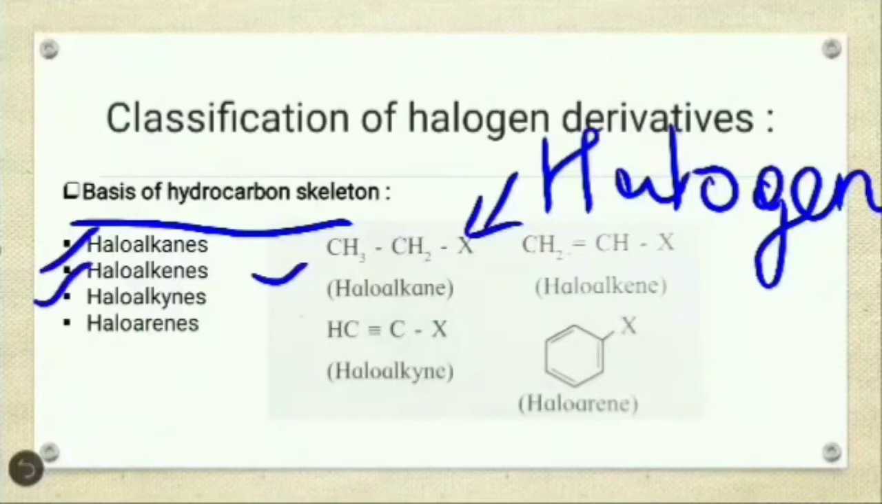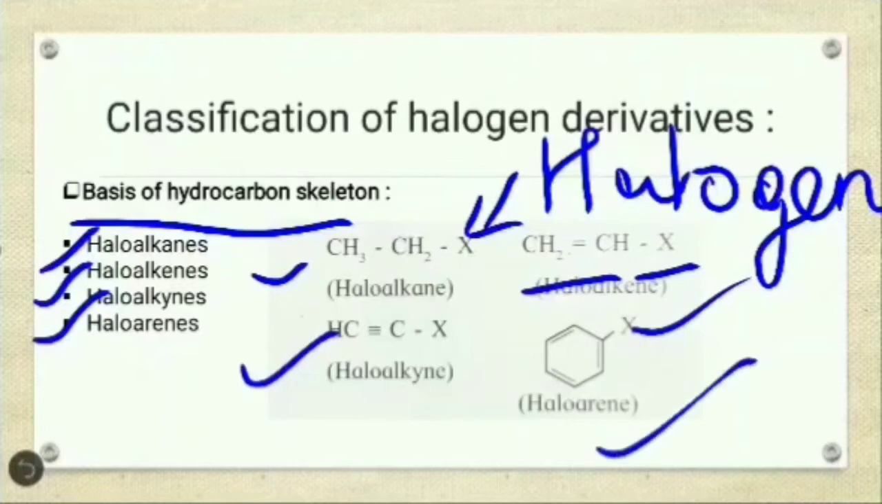Second is the haloalkene. The alkene, that is a compound containing a double bond, that contains a halogen group, is known as haloalkene. Third is haloalkyne. The alkyne, that is a compound containing a triple bond, if it contains a halogen atom or group, is called haloalkyne. Haloarenes. The aromatic compound containing a halogen atom or group is known as haloarene.